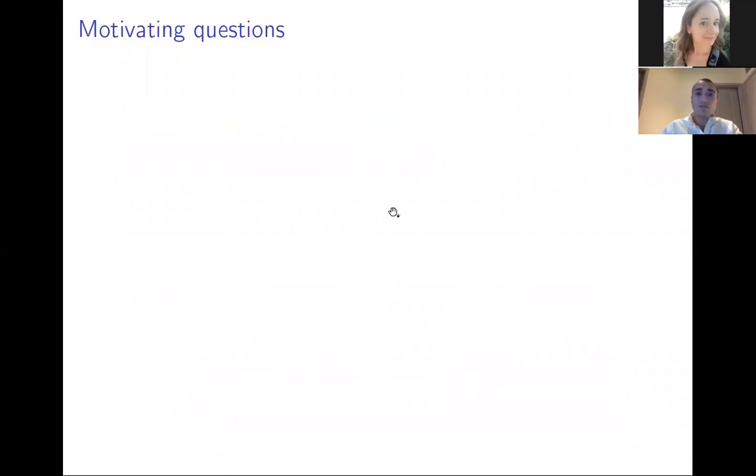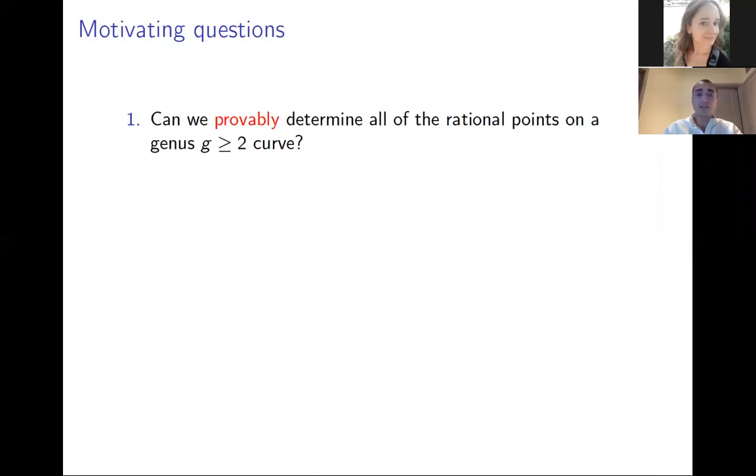So following Faltings' theorem, we have these motivating questions which are going to guide what we're going to talk about for the rest of the talk. The first one is, can we provably determine all of the rational points on a higher genus curve? I highlighted the word provably here because you can, of course, go into Magma or Sage, whatever your favorite computer algebra program is, define the curve and search in a box for rational points. And so you might say, I found no points, but that doesn't prove that there are no points. You might find some, and that doesn't prove that those are all the points. So are there techniques that tell us these are all of the rational points or there aren't any rational points?